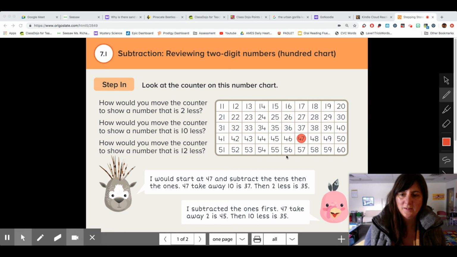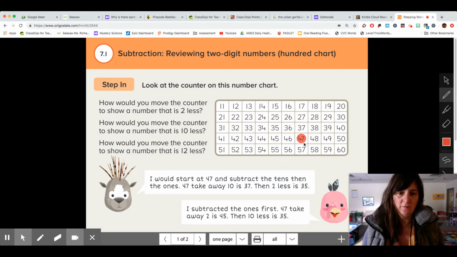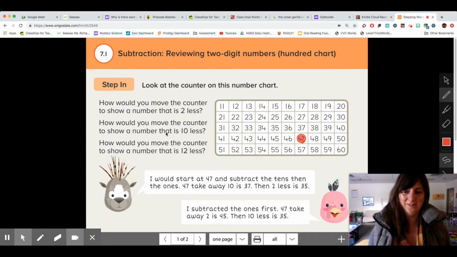Okay, guys, here's lesson 7.1, subtraction, reviewing two-digit numbers and using a hundreds chart. So take a look at the counter on this hundreds chart. It's a little chunk of a hundreds chart. We've got a counter right here. It's on 47. How would you move the counter to show a number that is 2 less? How would you move the counter to show a number that is 10 less? So let's just look at those first two questions.